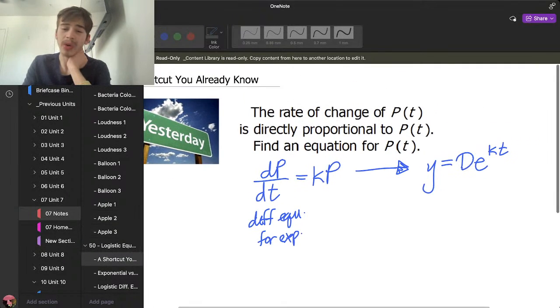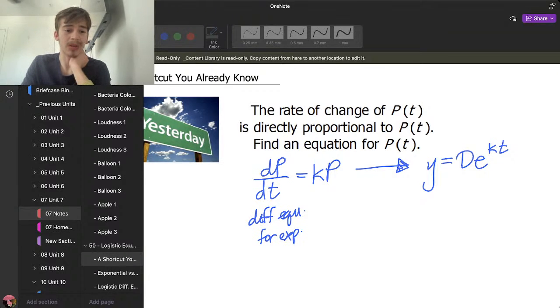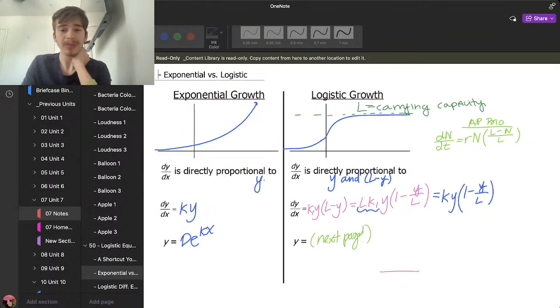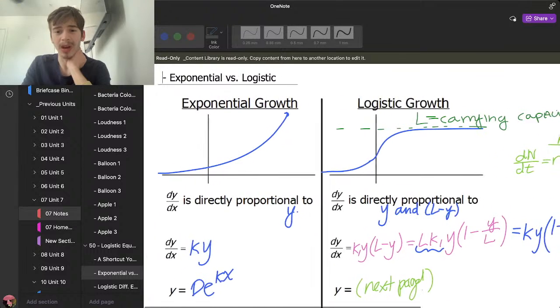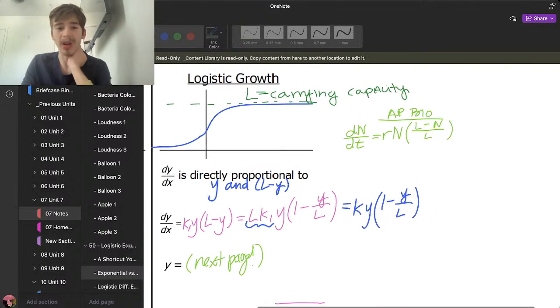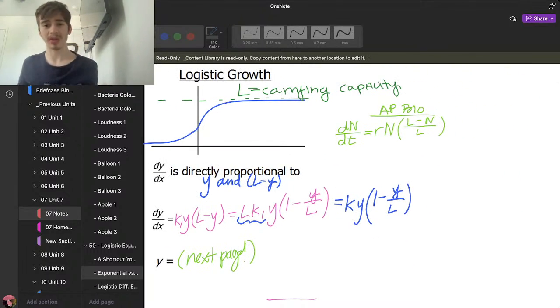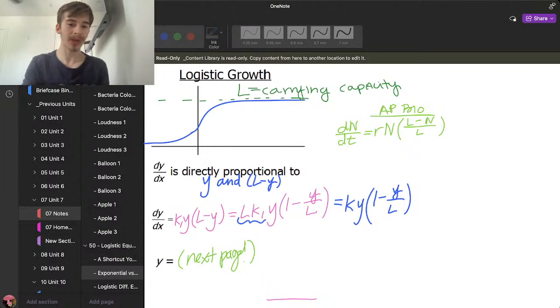Logistic. We learned this. Do know this. This is a memorized type of thing you should know. Logistic growth does come up, and there's a lot to it. You've got several constants. You've got dy over dx is equal to ky times L minus y. Rearrange it.